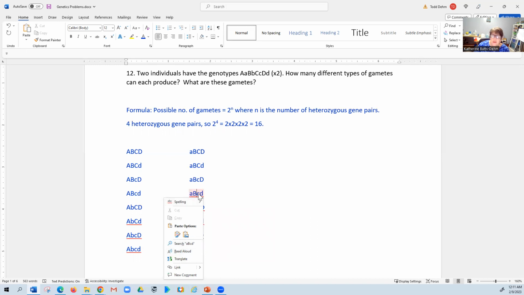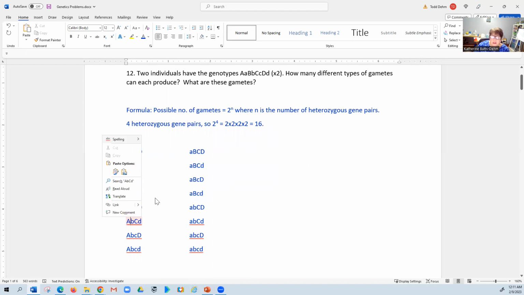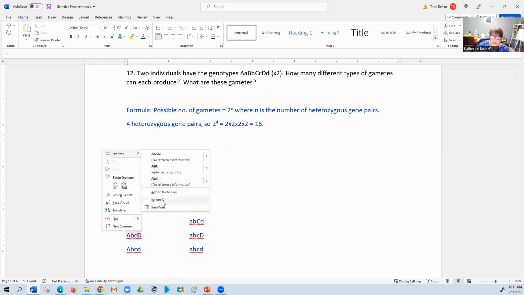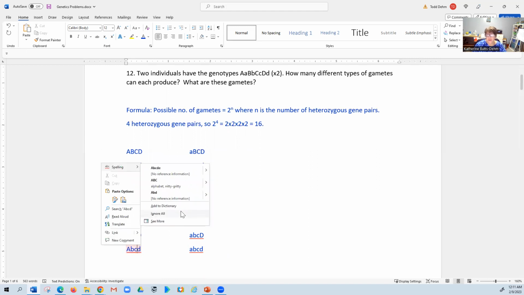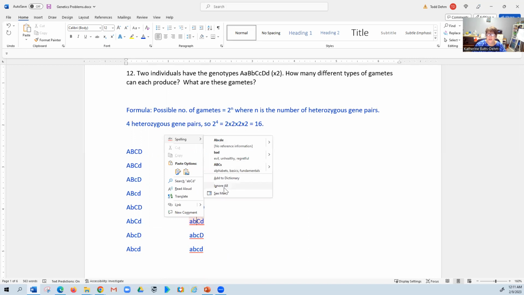And by the way, every single one of these is misspelled. It won't just change it, because A, B, C, D apparently is not a word, and it doesn't ignore all the A, B, C, Ds. You have to just keep ignoring them. Those red lines drive me nuts.